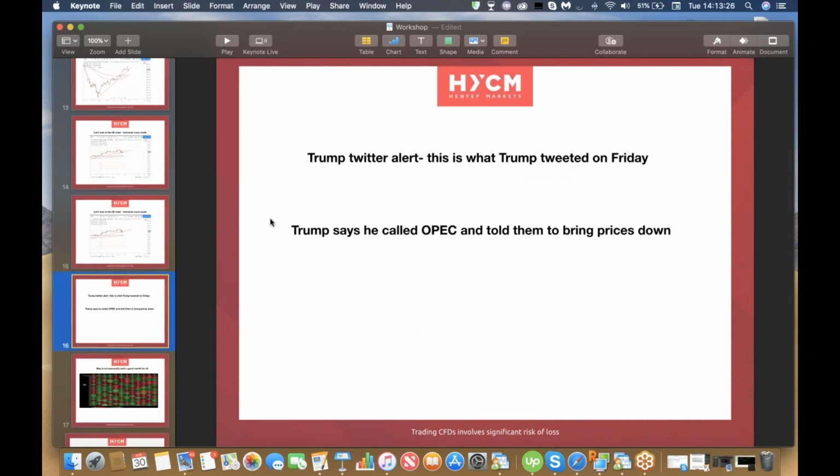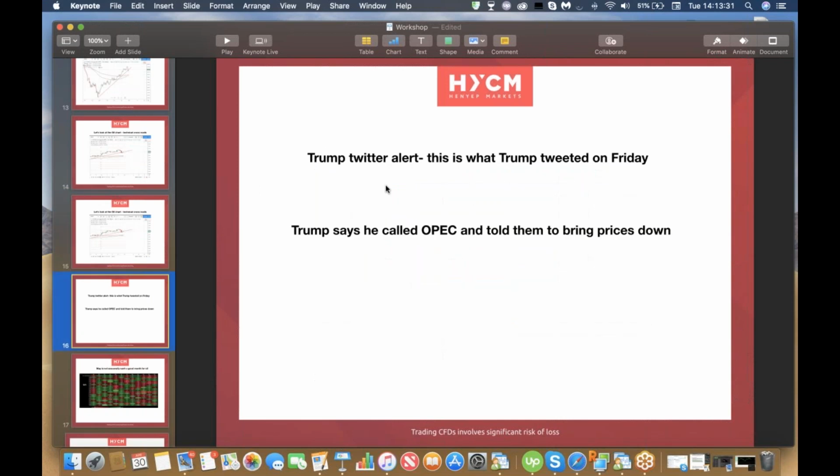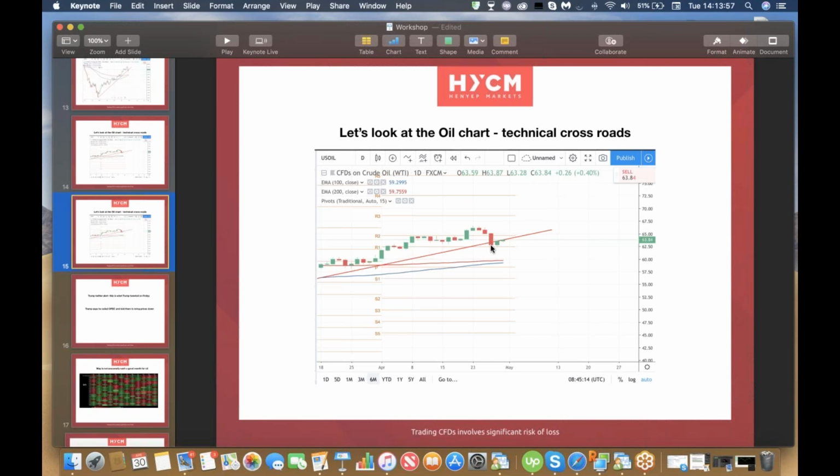Okay, now on Friday, Trump had a Twitter alert. Trump does like to tweet, particularly about oil prices. What he tweeted on Friday was that he called OPEC and told them to bring prices down. Now, quite who he called, I don't know, because OPEC isn't like there's a number, or a king of OPEC, as it were. There's a group of countries. So Trump is saying that he wants lower oil prices, and oil prices did fall on the Friday.